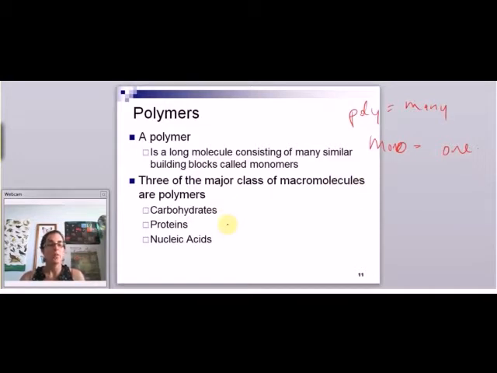We're going to talk about polymers here because 3 of the groups of macromolecules, carbohydrates, proteins, and nucleic acids, all can also be classified as polymers. That is, they are built from repeating monomers.